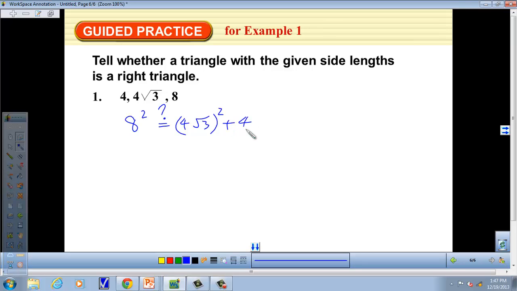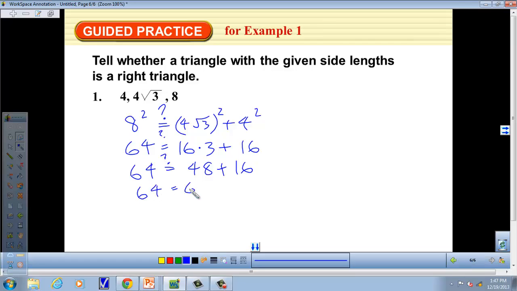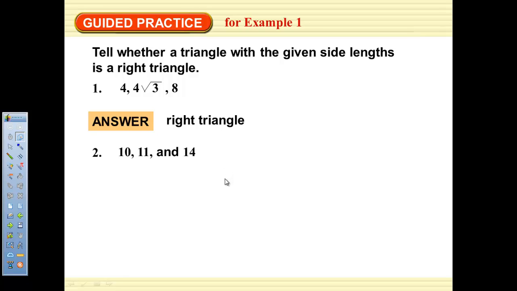squared plus 4 squared. This gives me 64. This gives me 16 times 3. And over here we have 16. So 64 is here. This gives us 48 plus 16. And again, all the time we're saying we don't know, we don't know. And finally, we say 64 is equal to 64. So we would say yes, it's a right triangle.